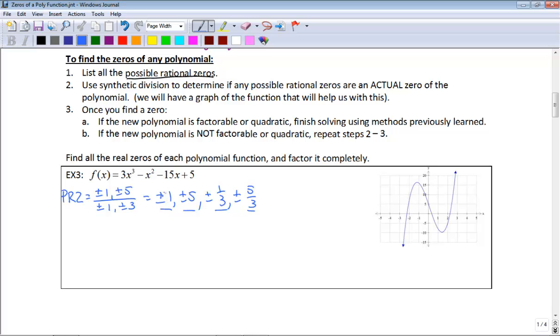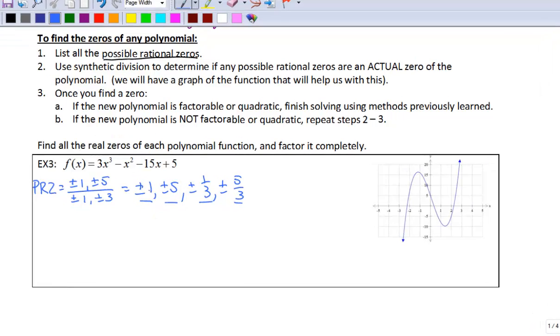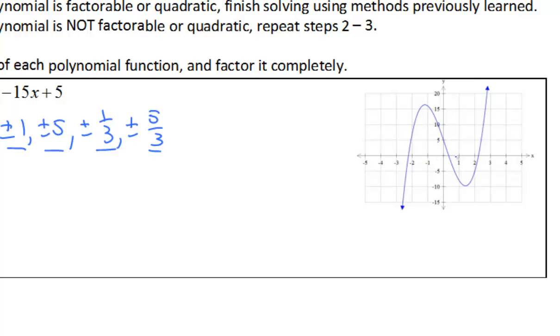Here are all my possibilities, positive or negative 1. Well, in order to be a zero of the polynomial, remember I also said that that's an x-intercept as well. So what we want to look at is the x-intercepts. Do we have any x-intercepts at 1 or negative 1? Well, let's look. 1, negative 1. No. Well, that means that's not a possibility. That's not going to be a real zero of my polynomial.